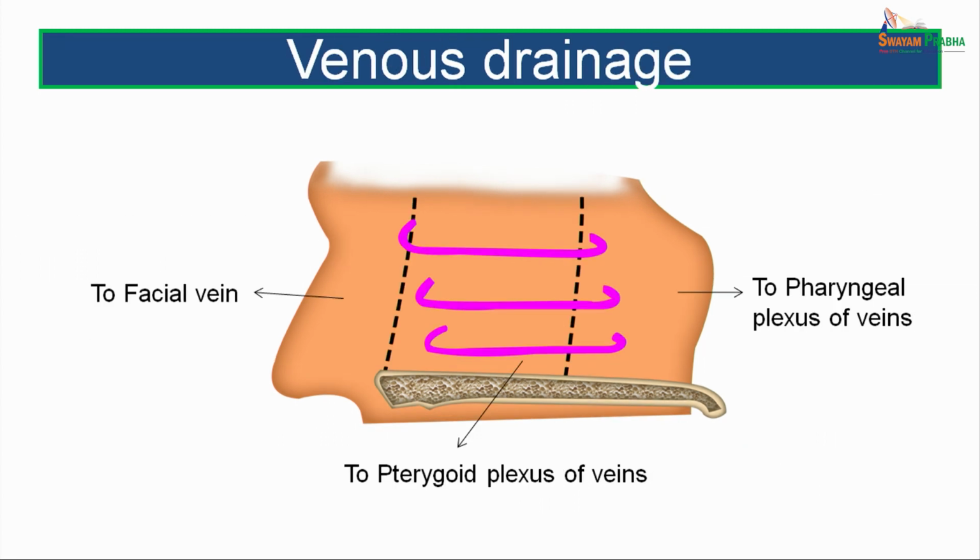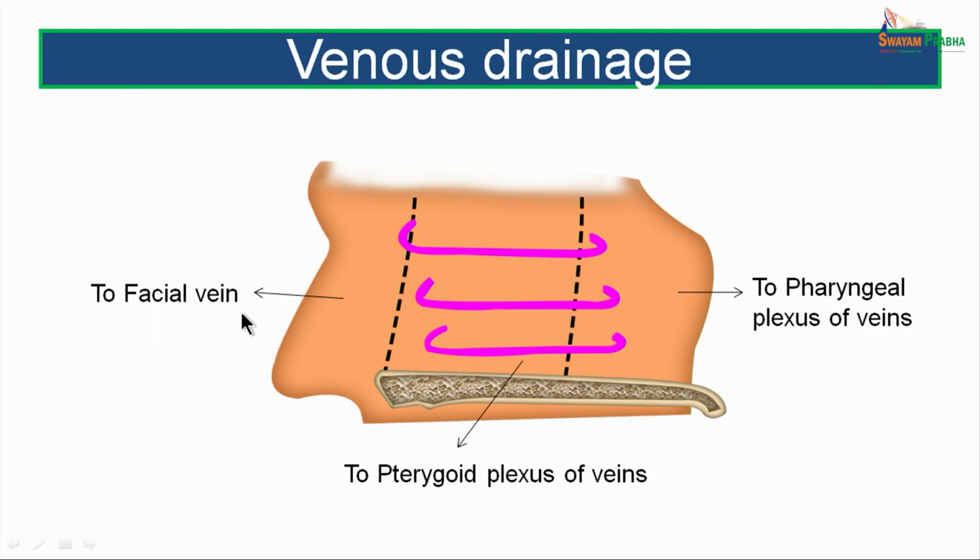Let us now see the venous drainage of the lateral wall of nose. This can be divided into three areas as the anterior part, intermediate part and the posterior part. The anterior part ultimately drains into the facial vein. The intermediate part is drained into the pterygoid plexus of veins, whereas the posterior part drains into the pharyngeal plexus of veins. The same is seen in this picture as a schematic view.